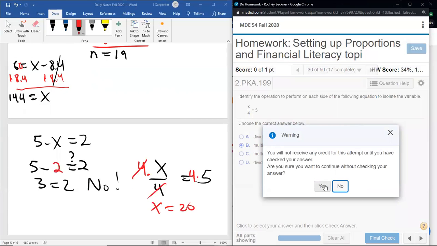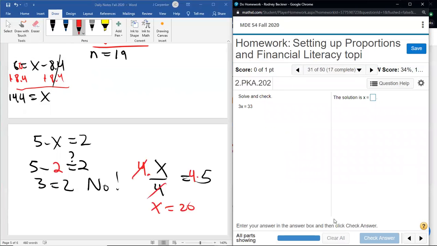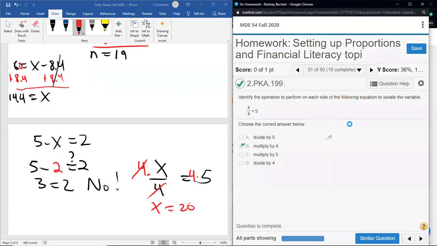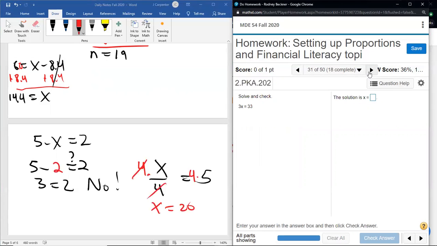Or did they? I did not receive credit. Oh, I didn't actually check it, did I? Let's go back. There we go. Divide by 3, you get 11. Multiply by 2, you'll get 22. Divide by 2, and you'll get 2. Multiply both sides by 3, and you'll get 30.